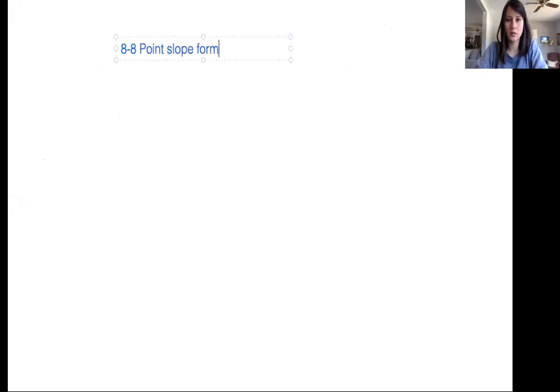Point slope form, okay? We're going to take a look at a new kind of line equation, kind of like your y equals mx plus b, where it's code, basically, for changing your equation into a line where you can draw it out. So this new equation we're going to take a look at is called point slope form, and that's because in the equation, it gives you the point and it gives you the slope.